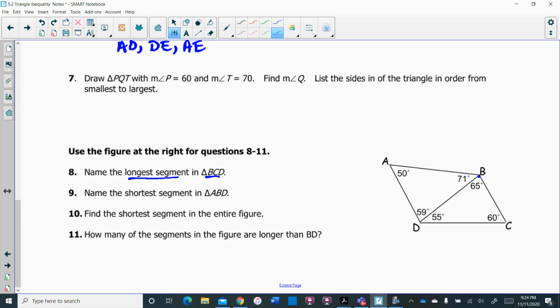So say for triangle BDC, you're looking at only those angle measurements. And if I want the longest segment, I should be looking for the largest angle and then look across. So just use your diagram, your relationships, and what you know to answer.